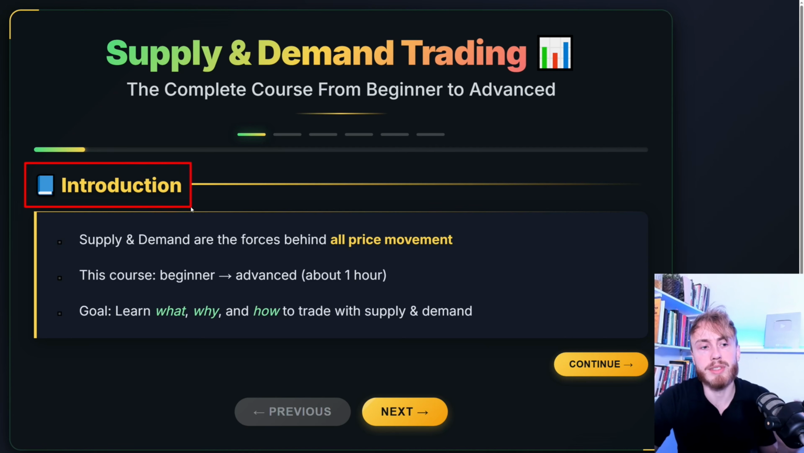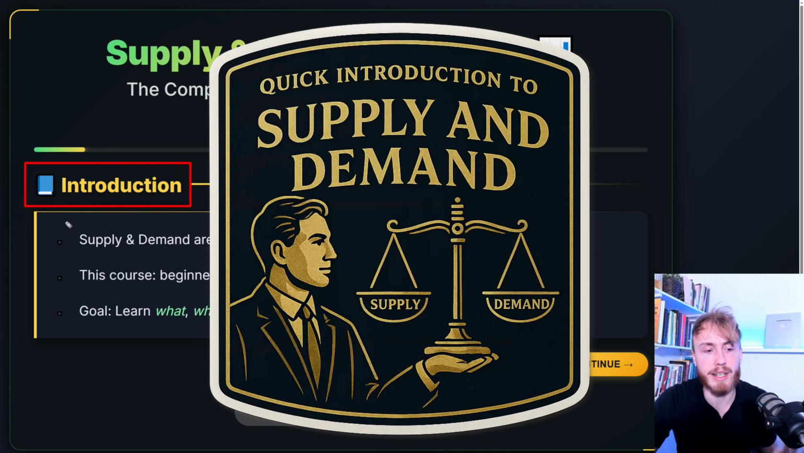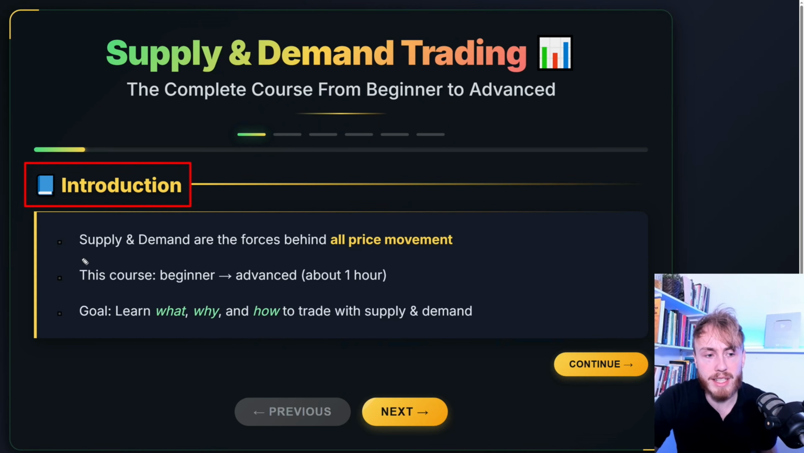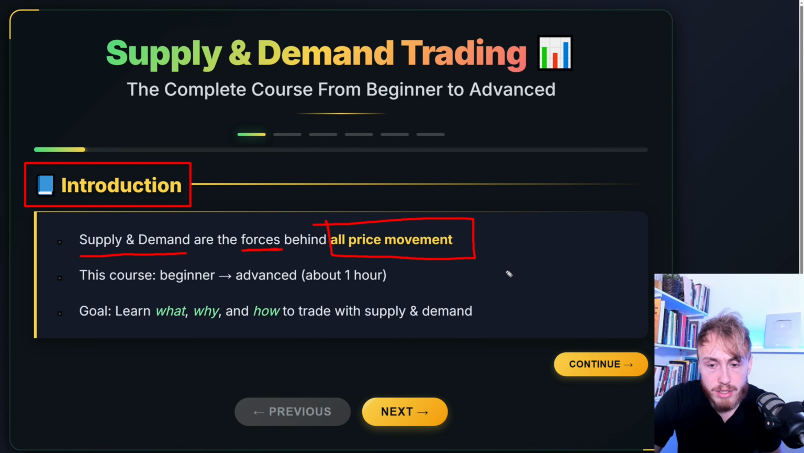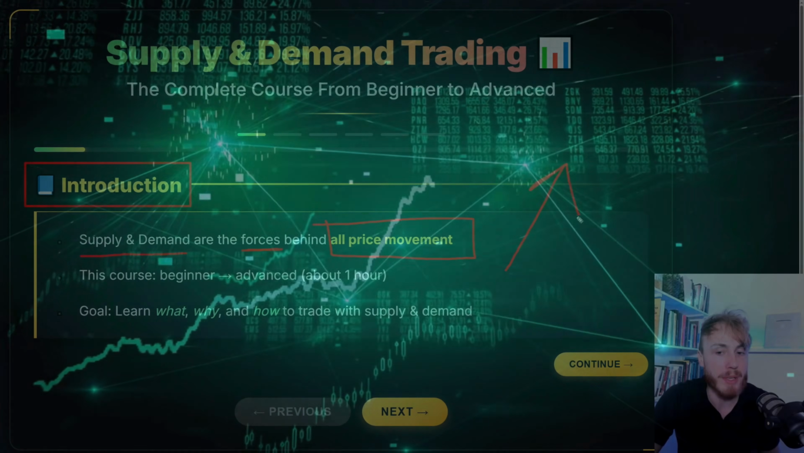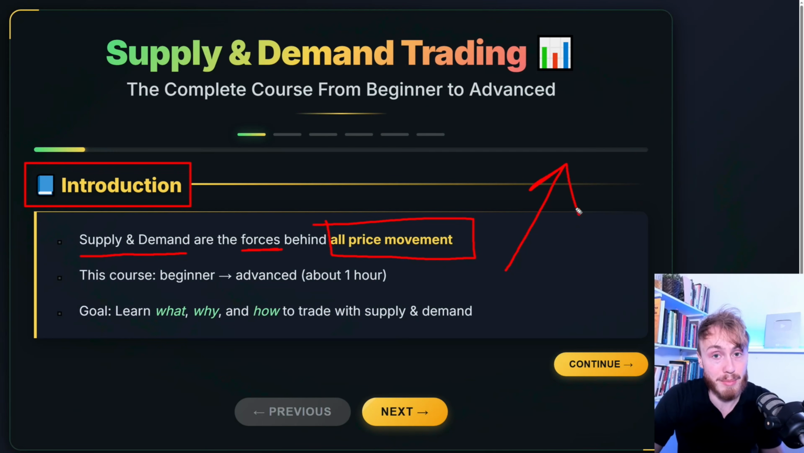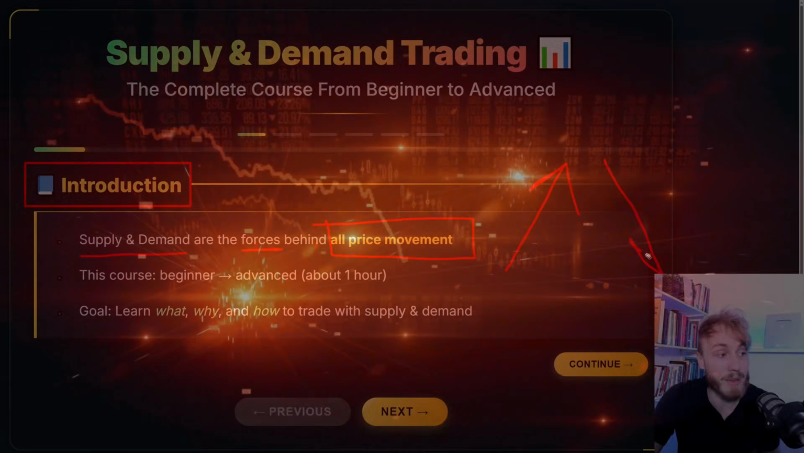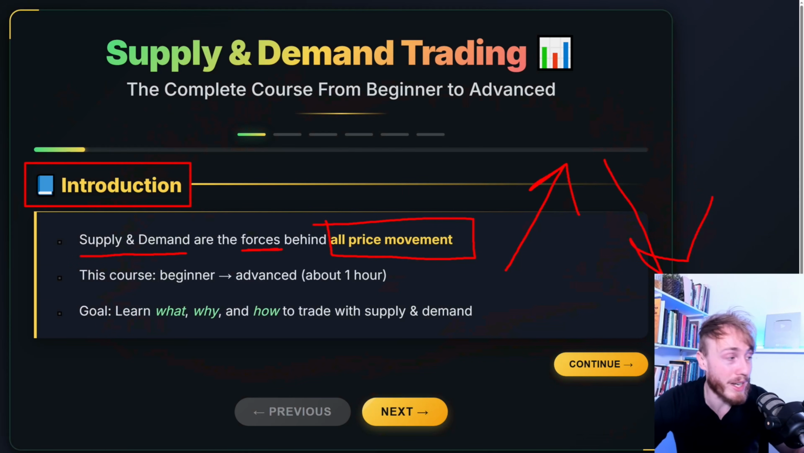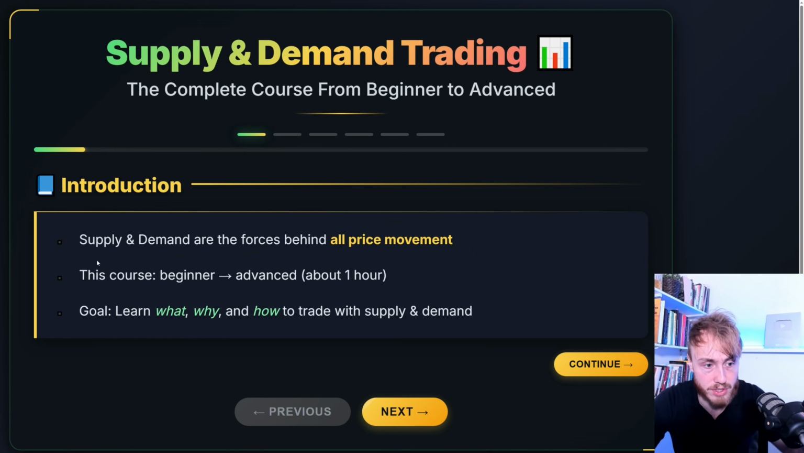And let's start here with a quick introduction to supply and demand. First of all, what is supply and demand? Well, supply and demand is the forces behind all price movements. So if you look at a price chart and you see the price going up, that is because of supply and demand. If you see the price going down, that is also because of supply and demand. Supply and demand is the core principle of all price movements, and that is why this course is so important.